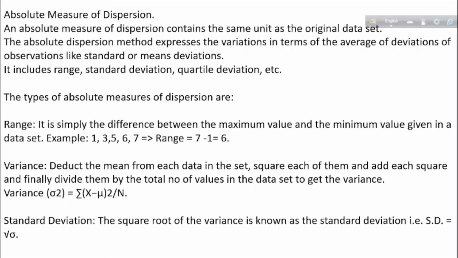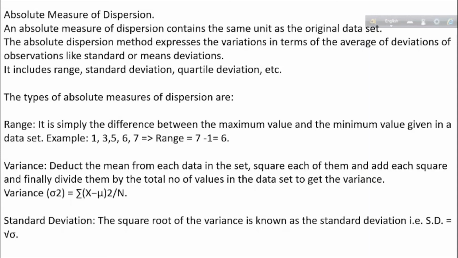The types of absolute measures of dispersion are: Range. It is simply the difference between the maximum value and the minimum value given in a dataset. Example: 1, 3, 5, 6, 7 gives range equals 7 minus 1 equals 6.